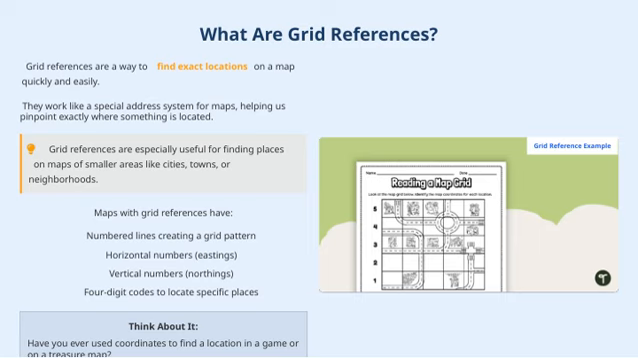Now, think about it. Have you ever used coordinates to find a location in a game, or maybe on a treasure map? That's the same basic idea. Here's an example of a grid reference. It allows us to identify a spot on the map by following these grid lines and numbers, making navigation straightforward. So, in summary, grid references are a simple yet powerful tool for map reading, especially in smaller areas.